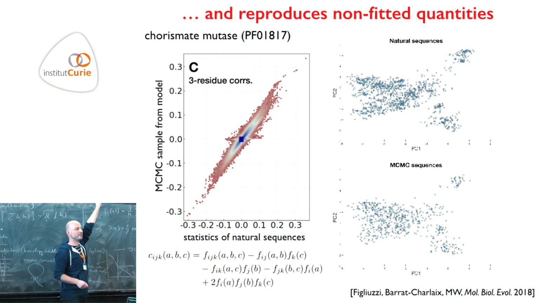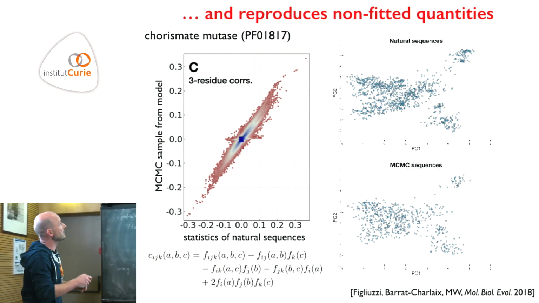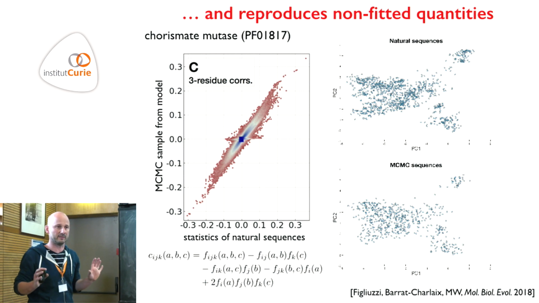It is very, very easy to write down a model where you cannot do this, where you have 3-point correlations which are not at all reproducible by a model which fits the single and pair statistics. So this is something which is actually somehow significant.